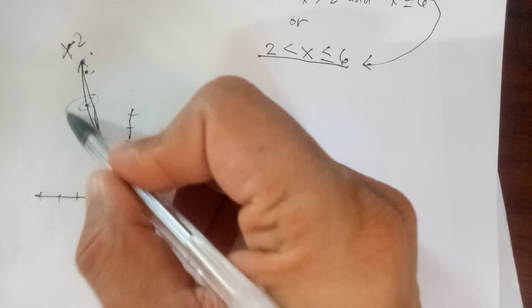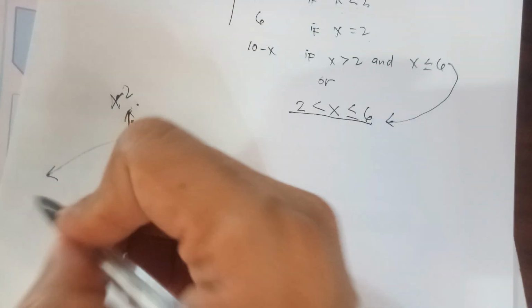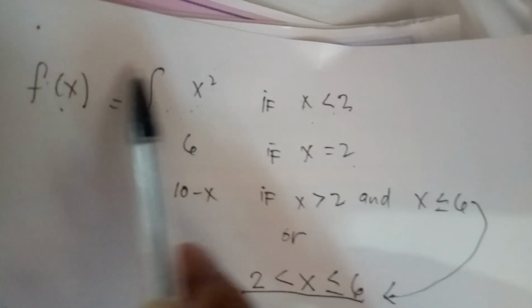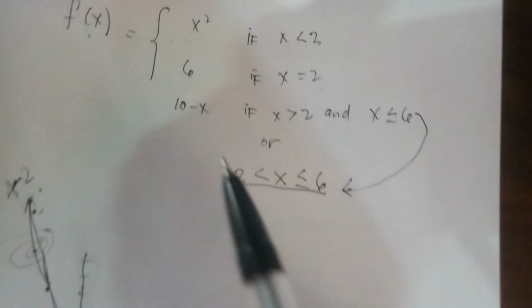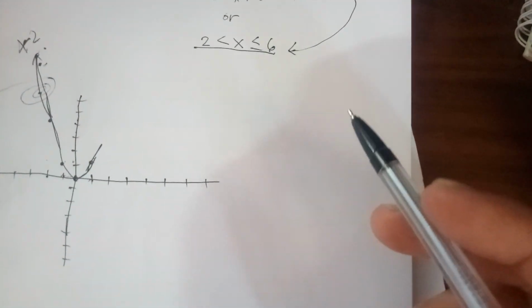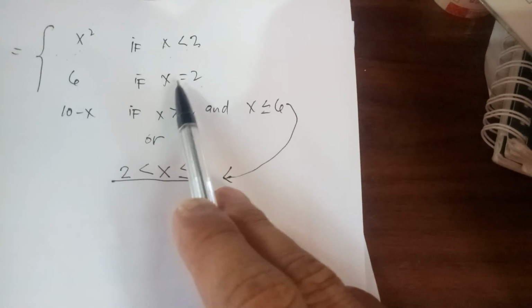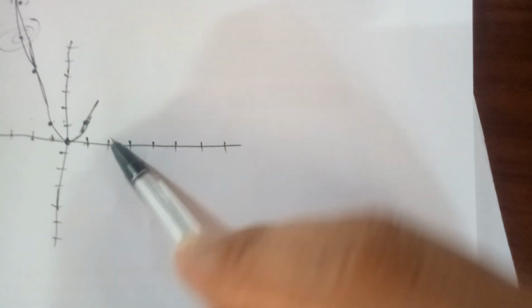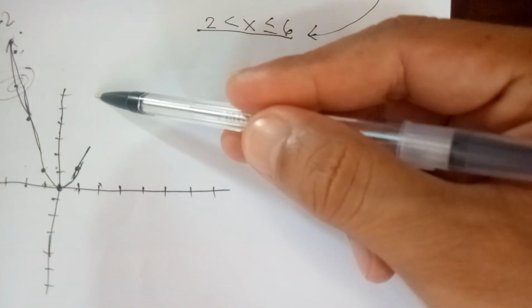Now, this is the graph of y is equal to x squared. Let us have now y is equal to 6. If y is equal to 6 at x equals 2, so from x 1, 2, and then where is 6? 1, 2, 3, 4, 5, 6. So, it is here.